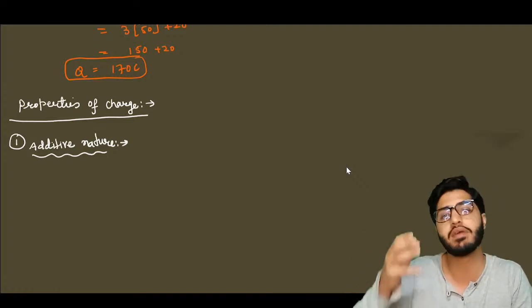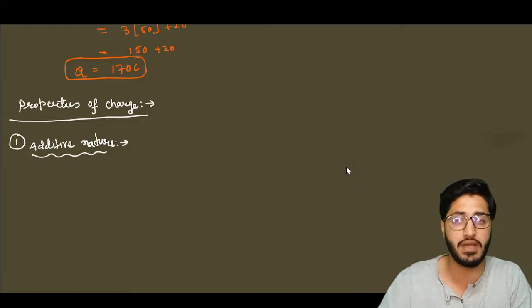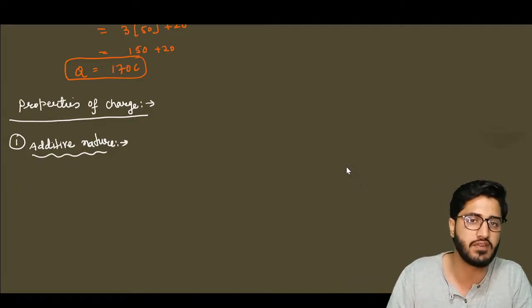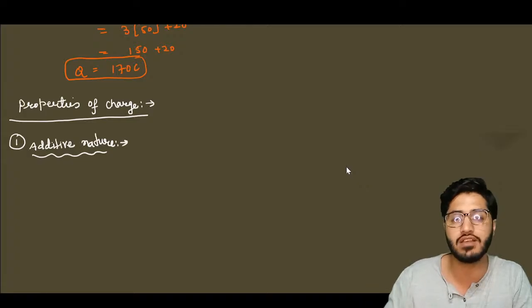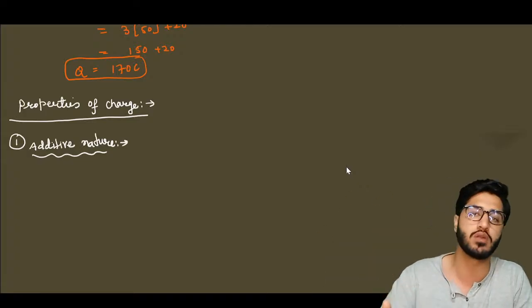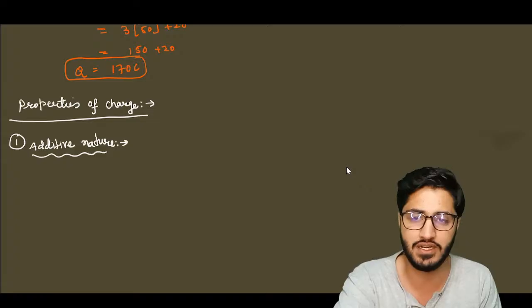Now, if you will be having 10 Coulomb and minus 5 Coulomb, and if somebody will tell you what is the net charge that you will be having, you can write 10 Coulomb minus 5 Coulomb gives you 5 Coulomb. Done, no?